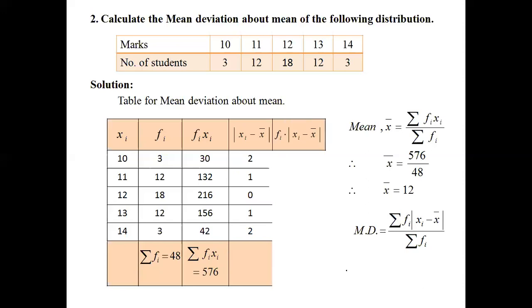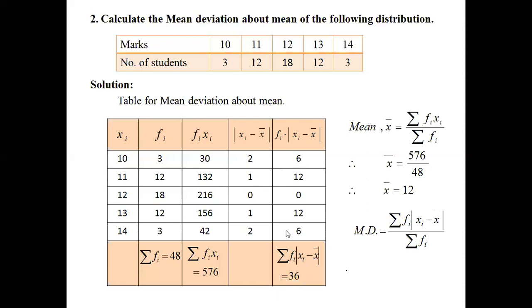And then the last column is, we have to find out this fi into mod of xi minus x bar. Just take out the product of these two terms. Then we get here 3 into 2 is equal to 6. Then 12 into 1 is equal to 12. Then 18 into 0, which is equal to 0. Then this 12 into 1, 12. 3 into 2, 6. And at the last, just take out the sum. That is 6 plus 12 plus 0 plus 12 plus 6, which is equal to 36.